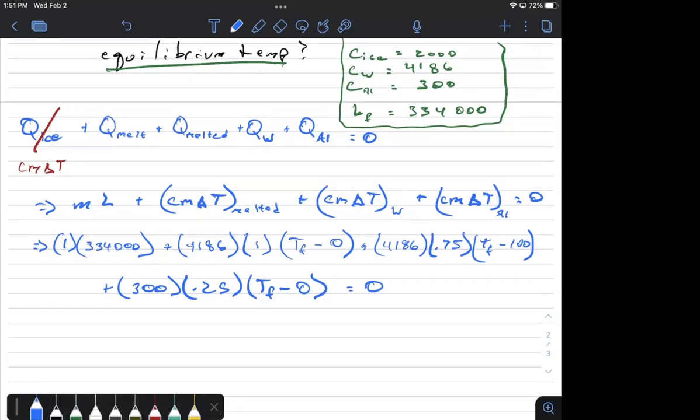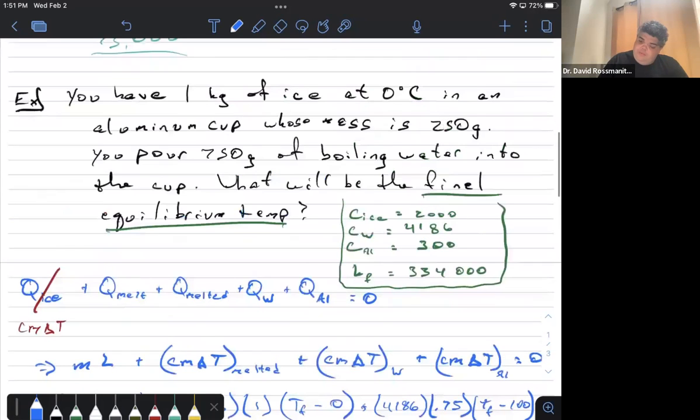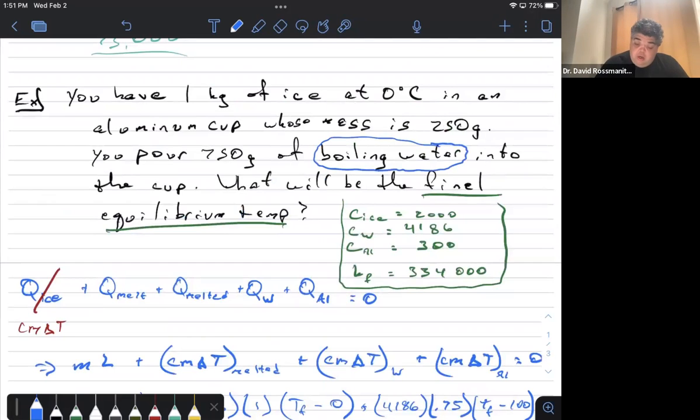Where did you get the 100 for the initial temperature on the water? Yeah, that comes from the fact that I called it boiling water. And the boiling point for water is 100 degrees Celsius. So by calling it boiling water, what I'm really saying is you pour 750 grams of water whose initial temperature is 100 degrees. Freezing water is 0, boiling water is 100. So it's kind of hidden in a way, but it's stated that it's boiling water, so that's supposed to let you know it's 100 degree water.